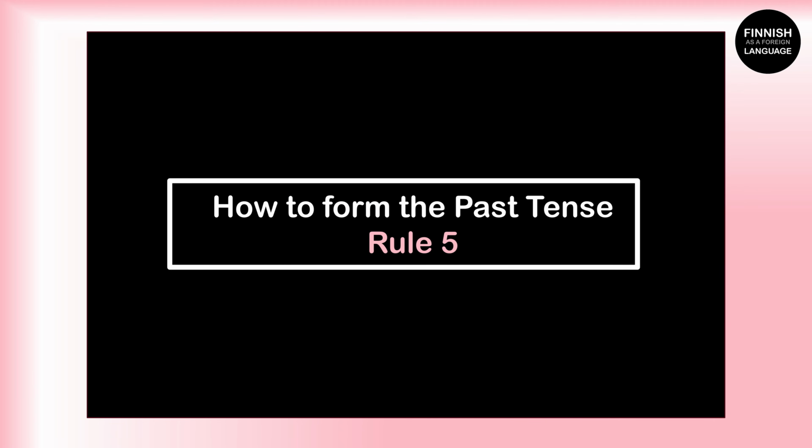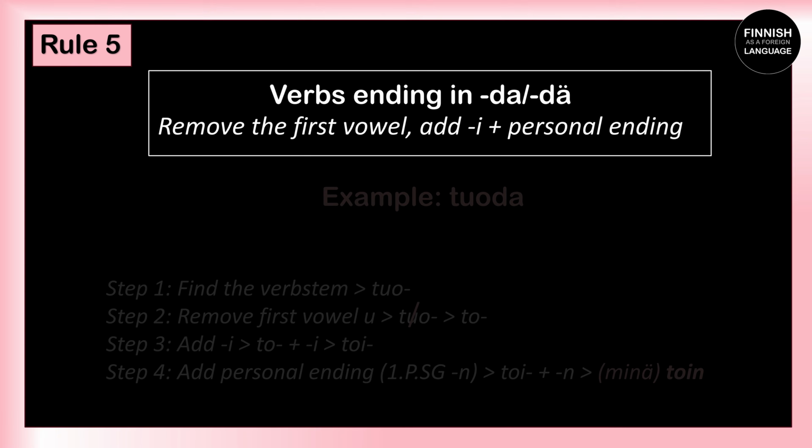Alright, let's move on to rule number 5. This one is about verbs ending either in da or dä. So that means we're talking about verbs of verb type 2. Here we have to remove the first vowel, add the past tense marker i to it, and then the personal ending. Let's take as an example the verb tuoda.